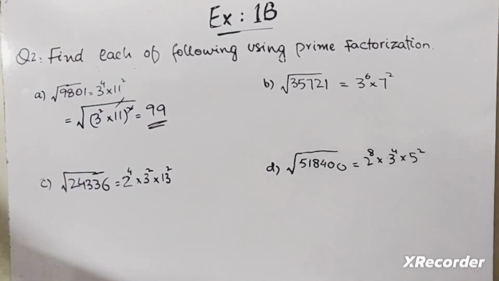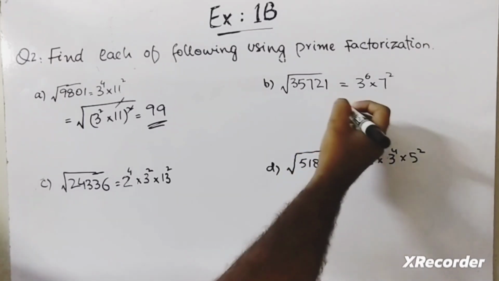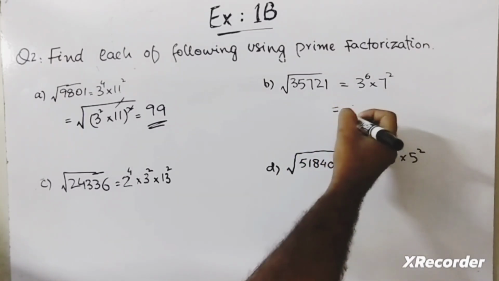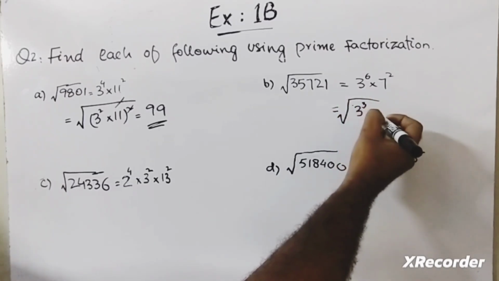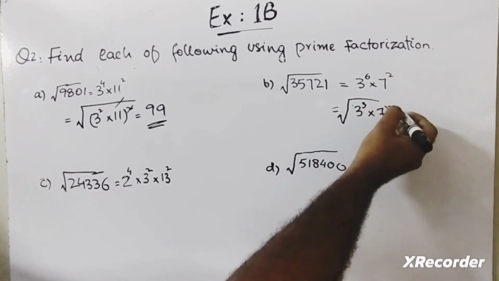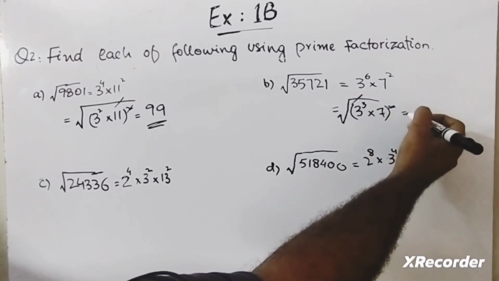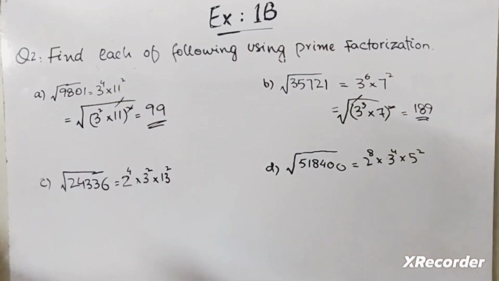Similarly, part B, square root of 35721 has a prime factorization of 3 power 6 into 7 square. So what we can do is we can write square root of 3 power 3 multiplied with 7, put a square on the bracket, so we can cut out the square root with the square and get 189. That is our answer.